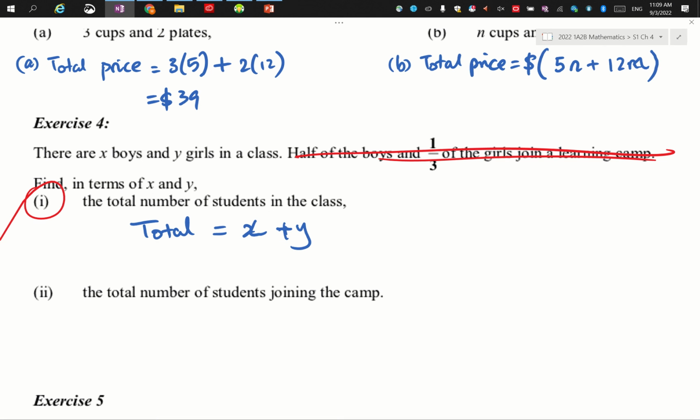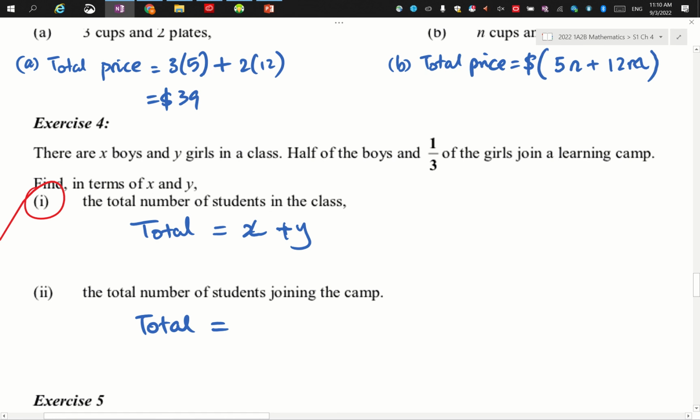Now part 2. Now they ask for the total number of students joining the camp. Now the second sentence is relevant. I need the information from the second sentence already. So total number of students joining the camp. So again we put total. It's a different total this time. It's the total joining the camp.